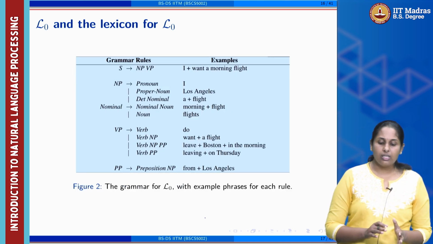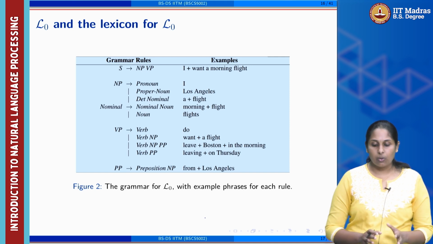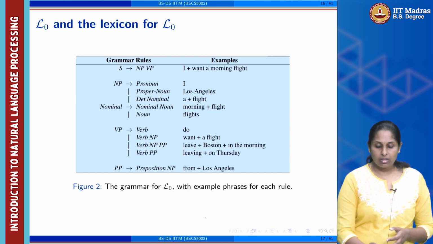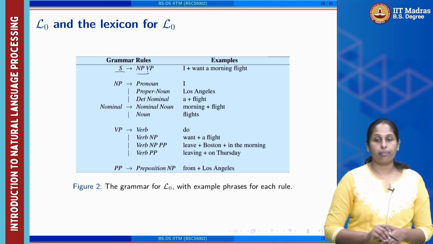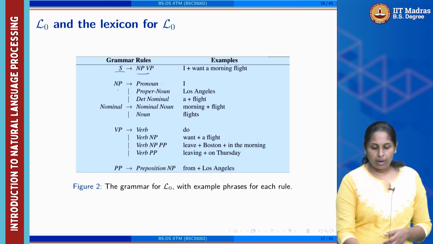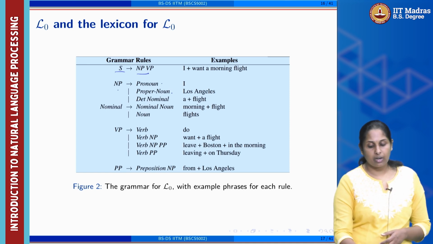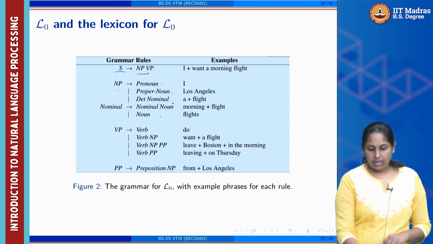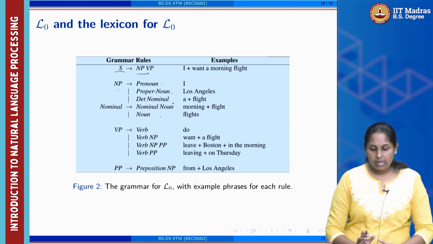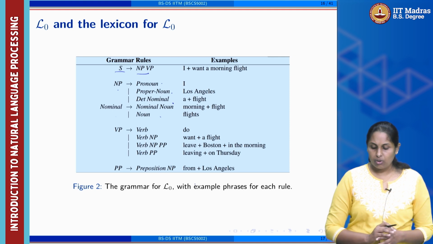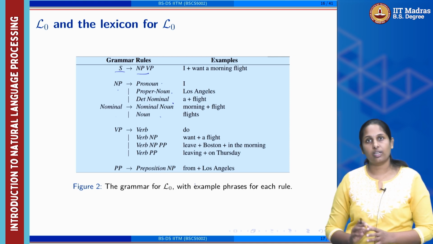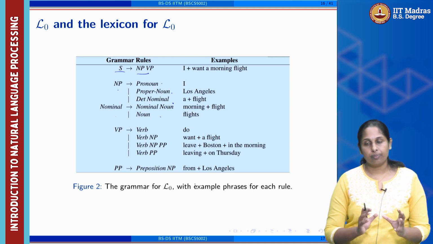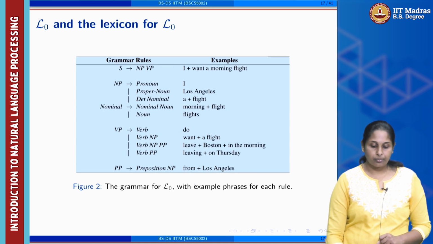Now this lexicon helps us understand that there are grammatical rules in languages. Let's say sentence is rewritten as NP VP, and NP can be a pronoun, a proper noun, or a determiner and a nominal. Nominal can be a nominal noun, or it can be just a noun without any kind of compound form, and VP can also have multiple options. This is the example grammar of L0, where we are trying to generate sentences using a handful of grammar rules.